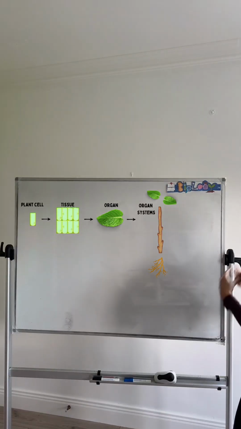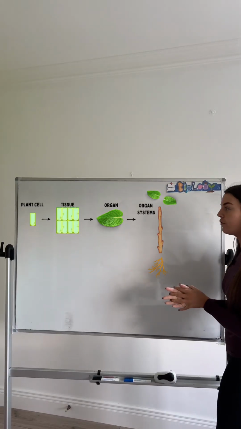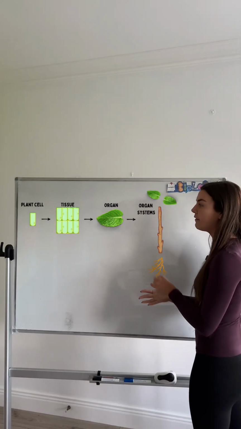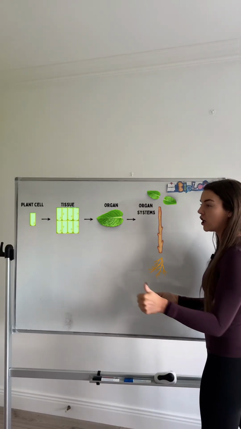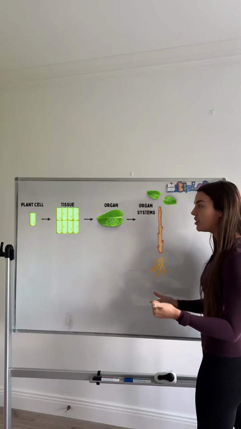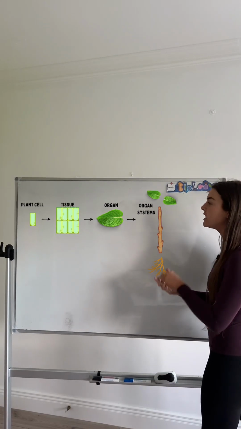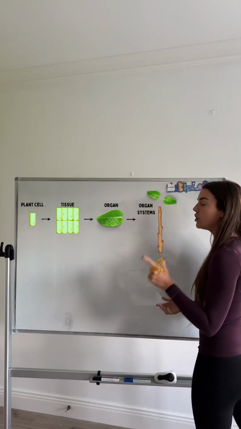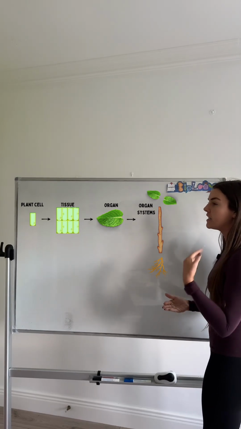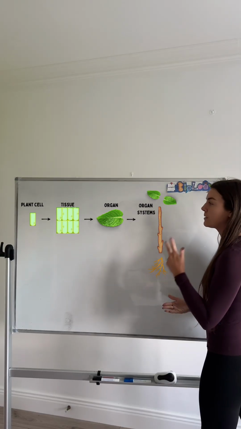So if we think of a group of cells coming together, modified to carry out one or more functions, we form tissues. Now, there are various different tissues that we can have in a plant. We can have the dermal tissue, which is going to protect the plant against water loss and pathogen entry, normally found on the outside of the plant, which we'll have a look at in a minute.